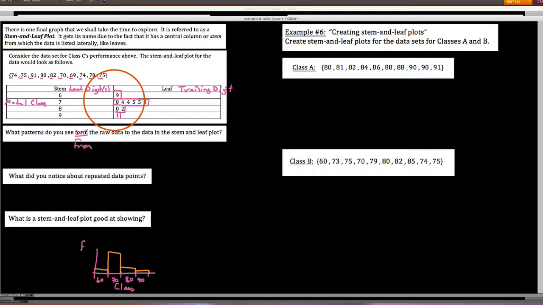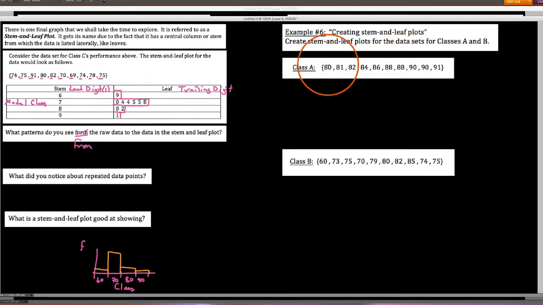So from things like this, we could indicate things like range. The range is 91 minus 69, max minus the min. We could even find the median. It's weird to count in for the median here, but I'll do it one time. We count in from both ends, and then you land in this middle one here, and we say that the median is 75. I don't always recommend finding the median with a stem and leaf plot, but it is a possible thing to do.